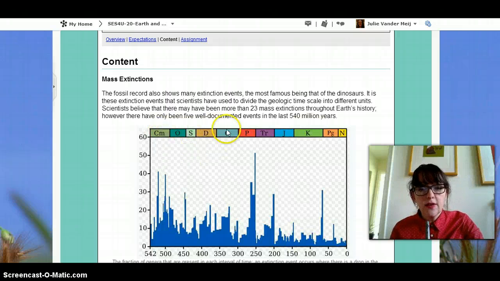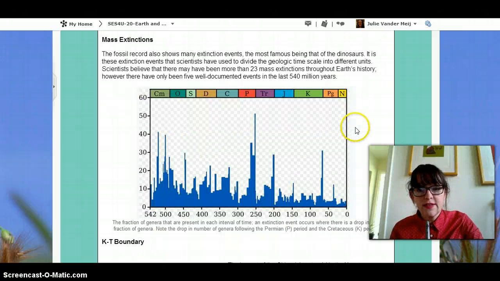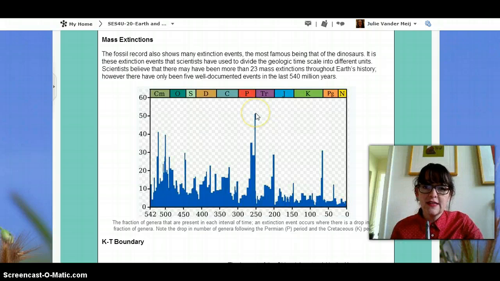If you follow these color codes along the top of this graph, it's trying to show you different periods, epochs in our Earth's history. If you look at the blue lines in this graph, it explains where we had a lot of different species or fraction of genera that are present. So how many living things did we have? If there's a peak in this graph, it tells us there was a lot of living things. If there's a huge dip in this graph, it shows us there was very few living things.